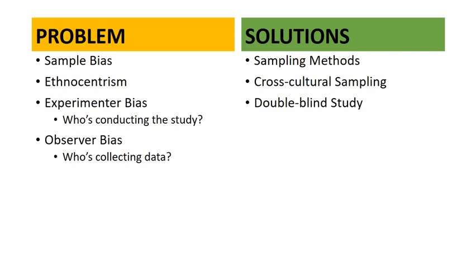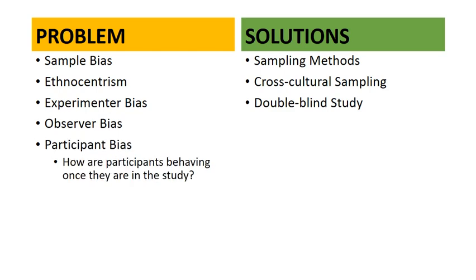Beyond our researchers or observers creating potential problems in our study, the participants themselves can cause some concerns. We call this participant bias. Be careful to distinguish this from sample bias. Remember that sample bias is about who was recruited to be in the sample or participate in the study. Participant bias speaks to problems after we've recruited participants and once they are actually participating in the study. One example of participant bias is when participants lie about a response.